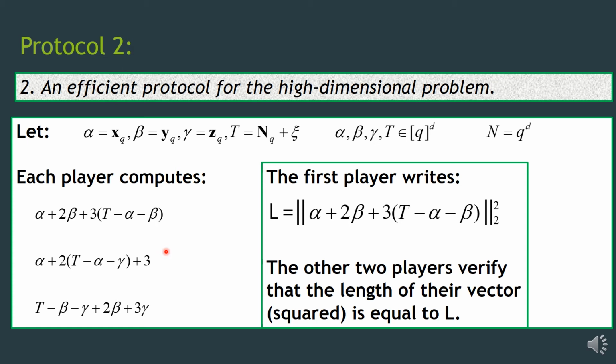Now if alpha plus beta plus gamma is equal to t, if the value of the function is true, it's 1, then obviously the length would be equal, because these three vectors will be the same. They will all be alpha plus 2 beta plus 3 gamma. And the surprising and nice thing about this algorithm is that the opposite is also true. If they're equal, then alpha plus beta plus gamma is equal to t. So the protocol is the first player writes the length of his vector squared, the other two players verify that the length is equal to the length of their vector, and the output of the protocol is 1 if and only if they're equal.